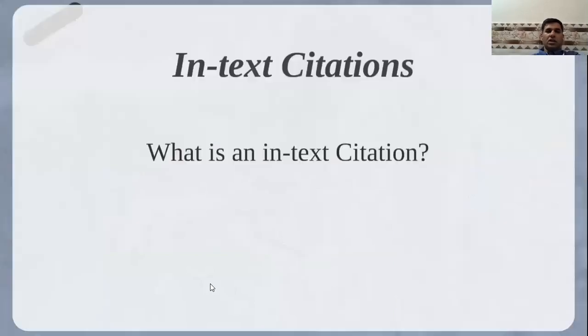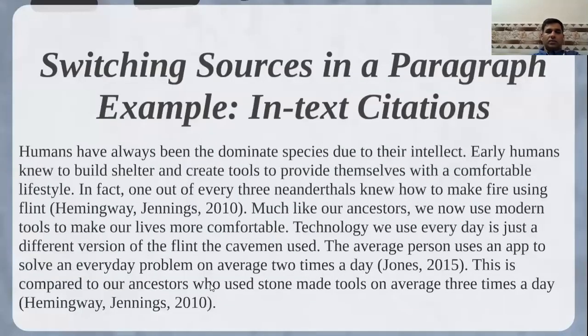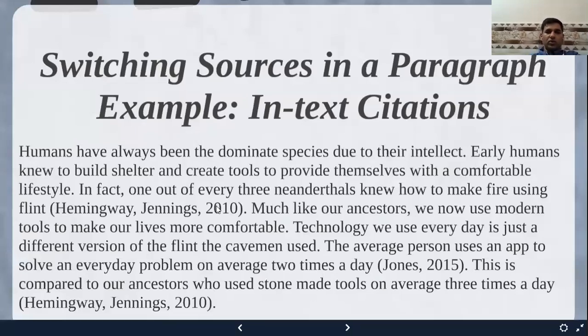In-text citation. What is an in-text citation? For instance, if you are citing Hemingway, comma, Jennings, comma, 2010, in parentheses, you will write the writer's last name. If it's a single author, for instance, in an example of John's, comma, and 2015 is the year, within parentheses. And if there is more than one author, then of course the entry should be in alphabetical order, H. Hemingway, and then J. Jennings.